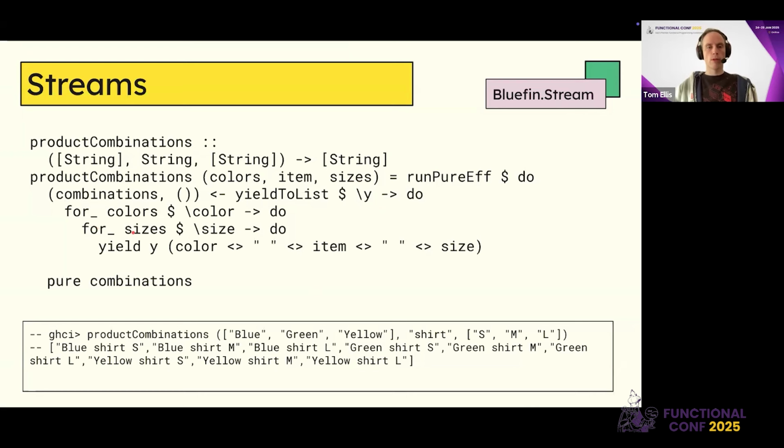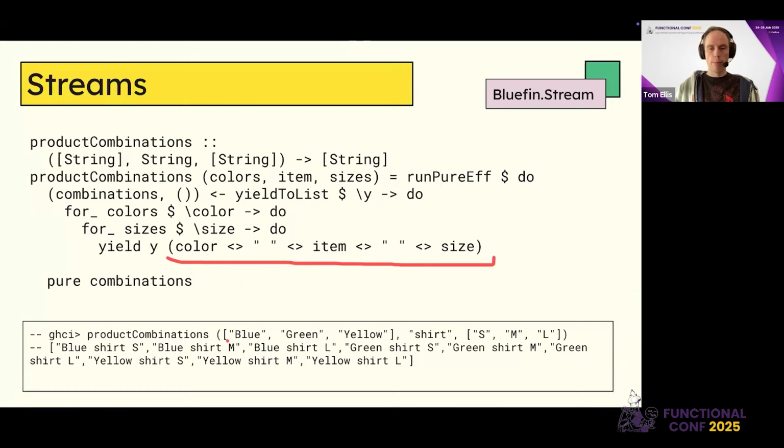So in order to find all possible product combinations, we are going to iterate over the colors with a for loop. And each color we see is going to be called color in this variable. We're going to iterate over all the sizes, and each size we see is going to be called size in this variable. And then for that particular combination of color and size, we're going to yield to the stream just that combination. So we're going to yield the color, the item, and the size separated by spaces. And yieldToList is going to collect them all together into combinations. So let's see what that looks like when we run it.